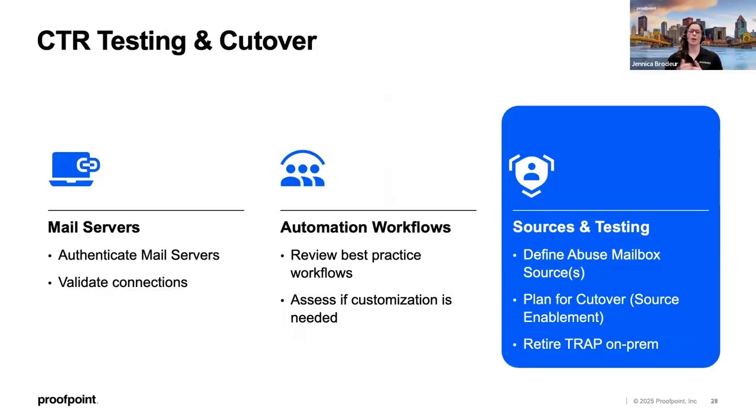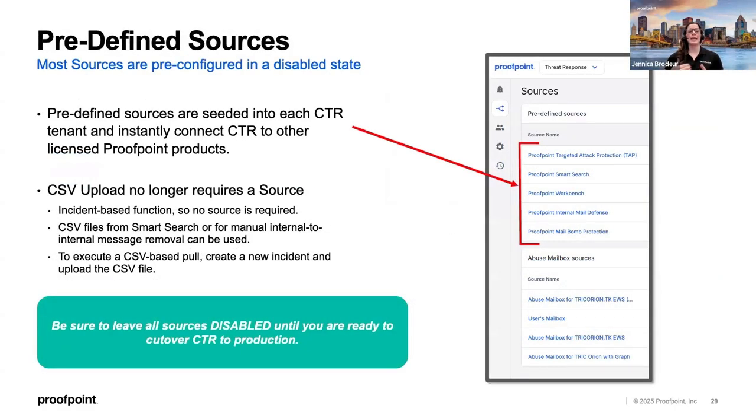So it should be a quick hop into the source configuration. And the majority of sources are in a predefined state. And this is really meant to save you time. So your TAP source, your smart search source, as well as Workbench, and then you'll see those additional detections that Vivek and Ian talked about, IMD and Mailbomb. Those are already or will be predefined in the system. There's no additional customization that is needed. We've already connected everything on the back end that's required.